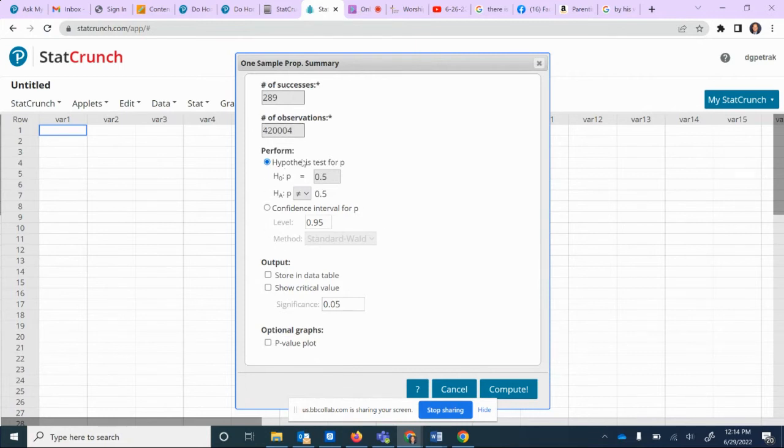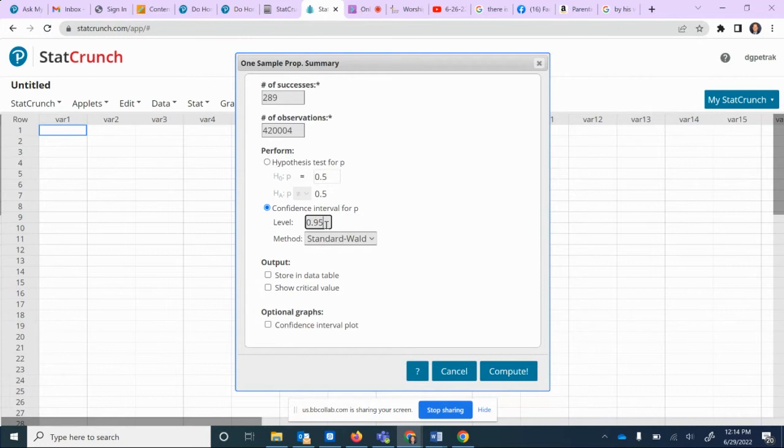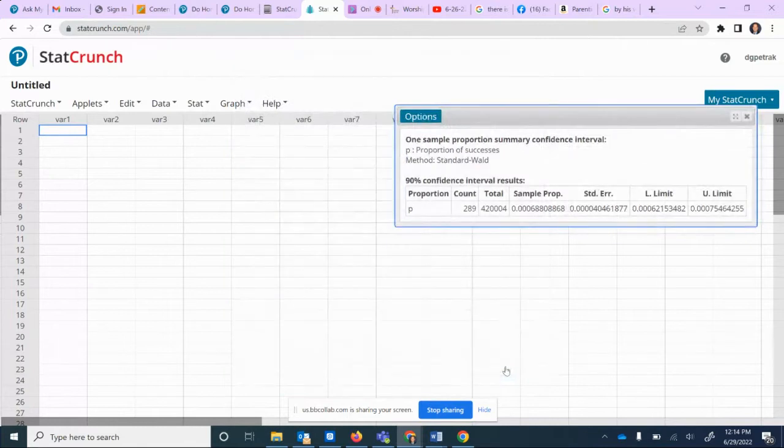So are we doing a hypothesis test or a confidence interval? Confidence interval. So click that. And what level of confidence was it? I think yours was 90%. Mine was 90. And then we hit compute. So we are 90% confident that the true population proportion of people that get cancer that use cell phones is between 0.062 and 0.075%.